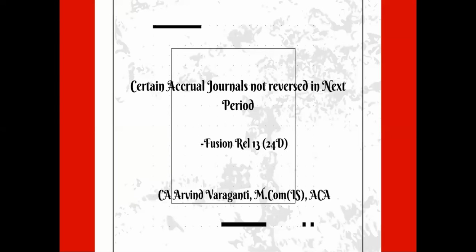Certain accrual journals were not reversed in the next non-adjusting accounting period, and the user was expecting that those journals should have been reversed in the next non-adjusting accounting period. It was month end, and the user wanted to know why the system did not create those reversal entries for those accrual entries in the next non-adjusting accounting period. We continued our research and found the solution. I will talk about the solution in this video.